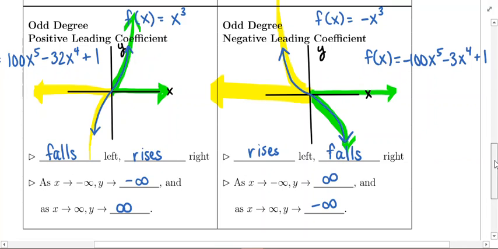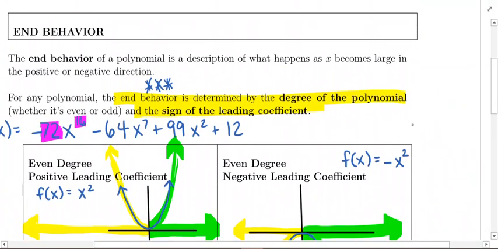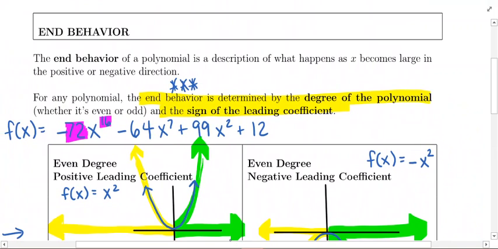So again, any polynomial that I give you, you can determine its end behavior. All you have to do is identify the degree and the leading coefficient, and then it will fall into one of these four categories.